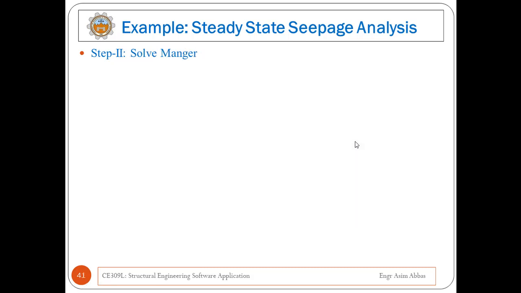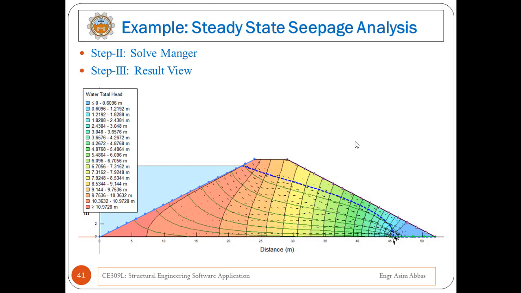Okay, once the drain line is meshed, then we can solve the model. It is completed, right. Then we can display different results like water total head. So it will represent the drain here. So all the water or the seepage flow will go to the drain. It can be seen over here.